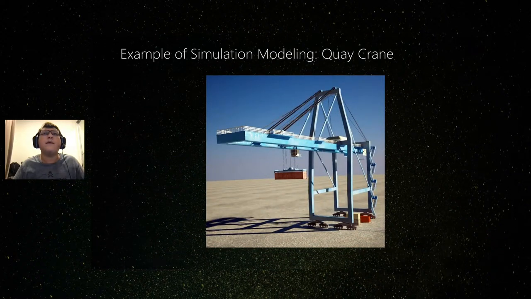Other than this, another simple example is this one. You want to model a quay crane. You have a quay crane. It has a hoist and all the machinery here. Because when you want to pick up this container, for example, it takes time, right? It takes time to bring it up, bring the hoist over here, and then drop it over here. So it takes time.